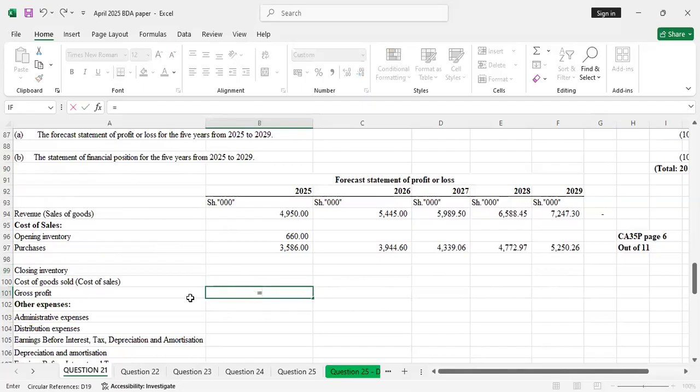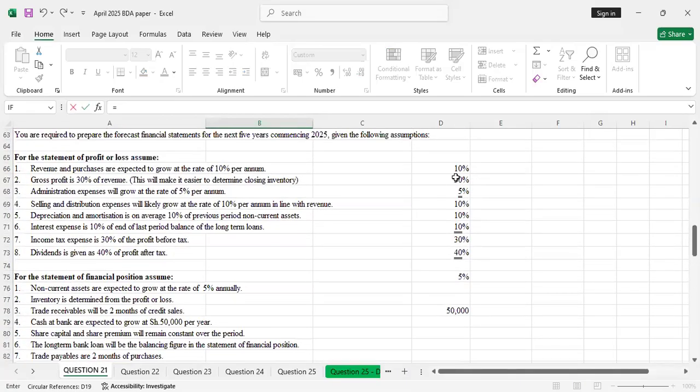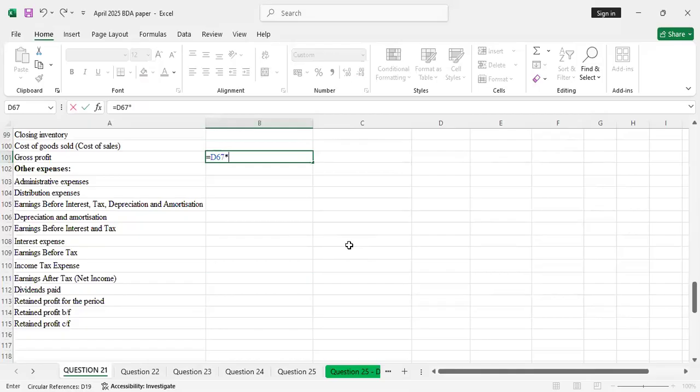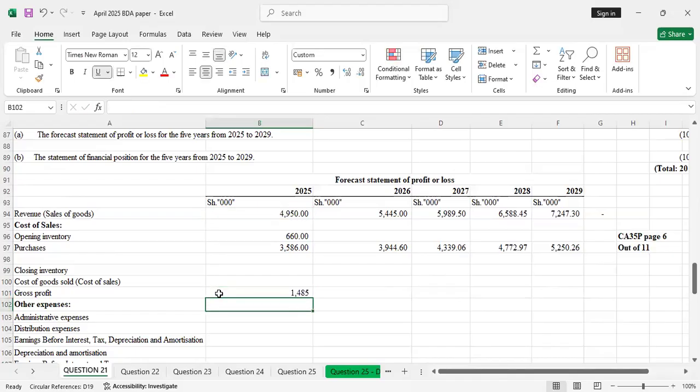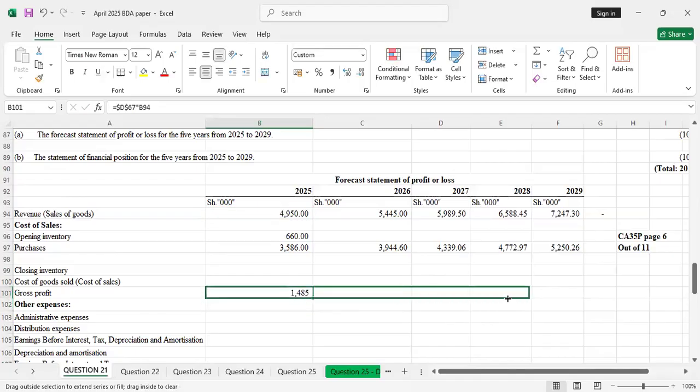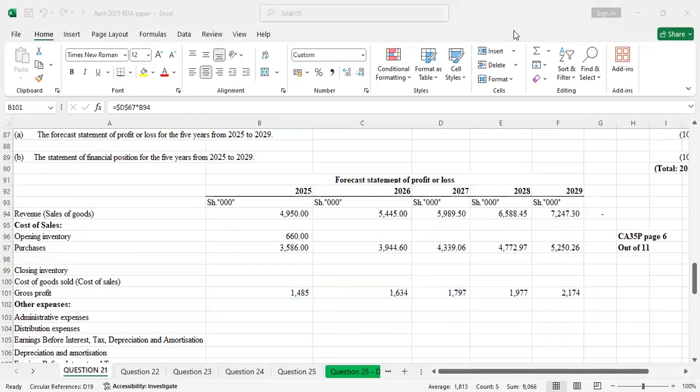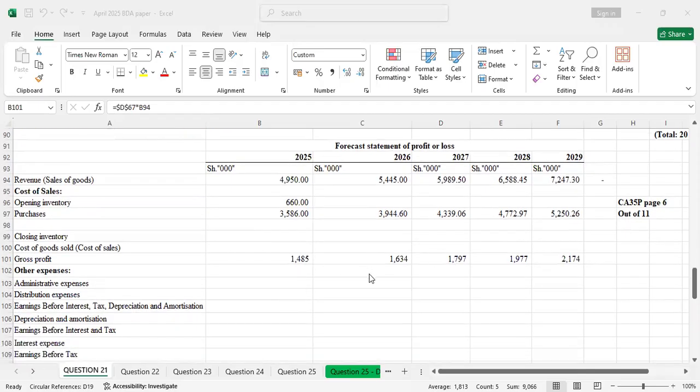So the gross profit will be 30% of the revenue. So we'll take that 30%, you multiply by the revenue. But remember, this 30% will be constant all through the forecast period. So I'll lock it completely. Once you lock it, you'll get that value. Then you drag. Sorry, we continue. So now I have what we call the gross profit.